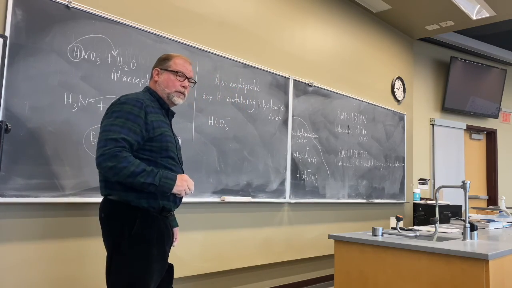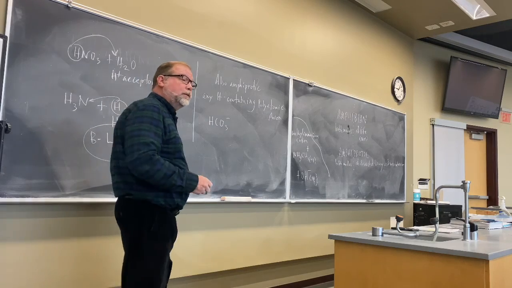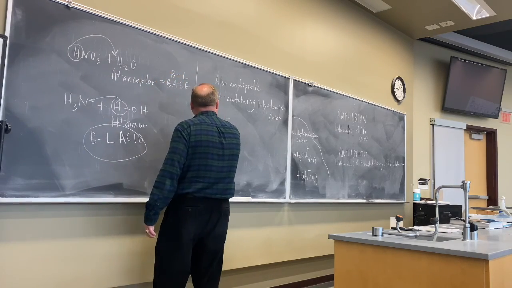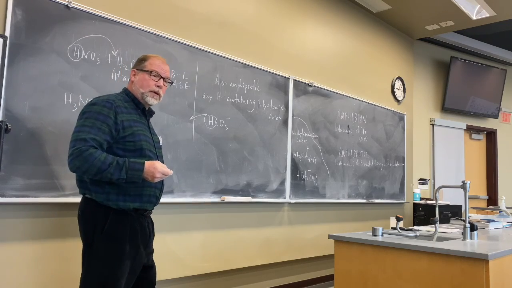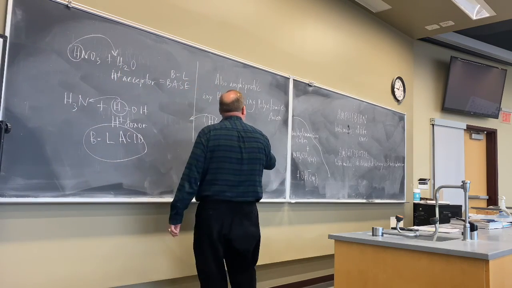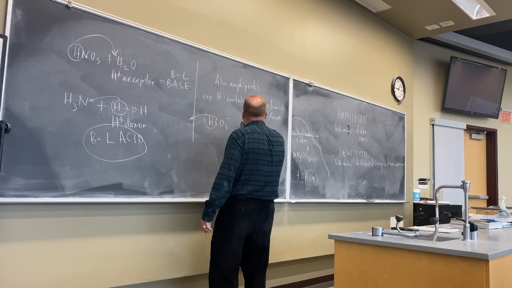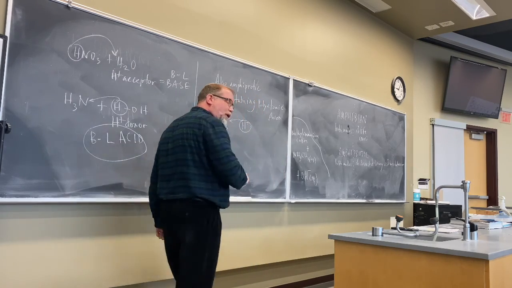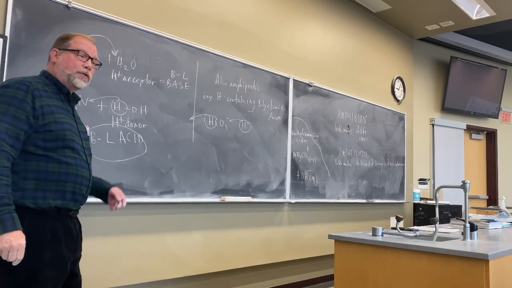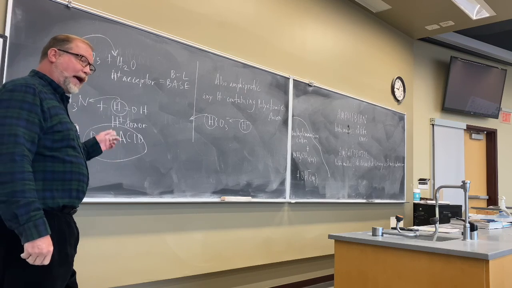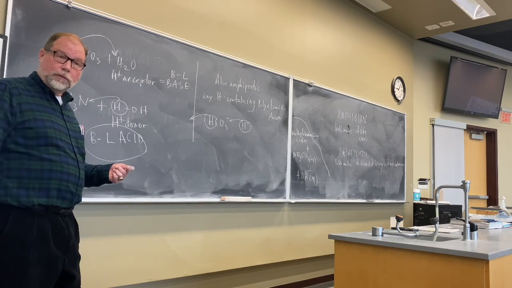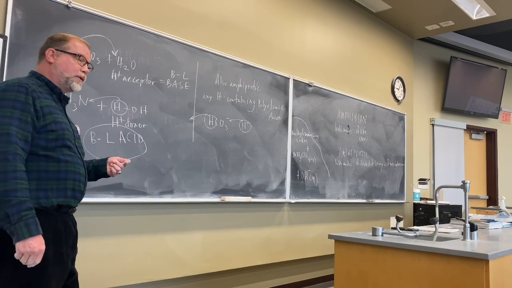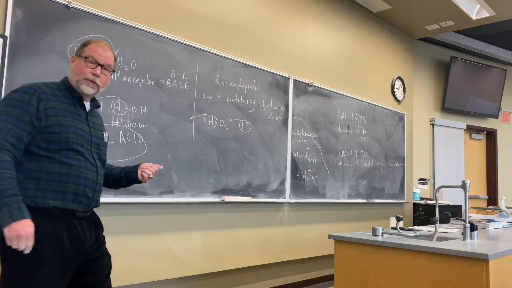Bicarbonate anion can go either way. It can donate its proton if it encounters another base, or it can accept a proton if it encounters another acid. So just like water, this hydrogen-containing polyatomic anion is amphiprotic. It shows both modes of Bronsted-Lowry acid-base behavior.